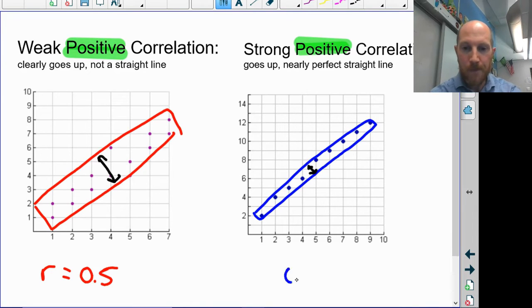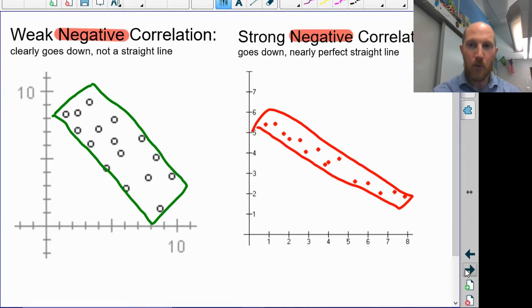For the blue one, as I said earlier, probably is going to be a 0.9. It's positive because the shape of the dots are going uphill, so that's a positive slope. It's a positive correlation, and it's really, really close to being a perfect straight line. It's clearly not perfect, but it's very close. So the 0.9 is going to be really close to a perfect straight line.